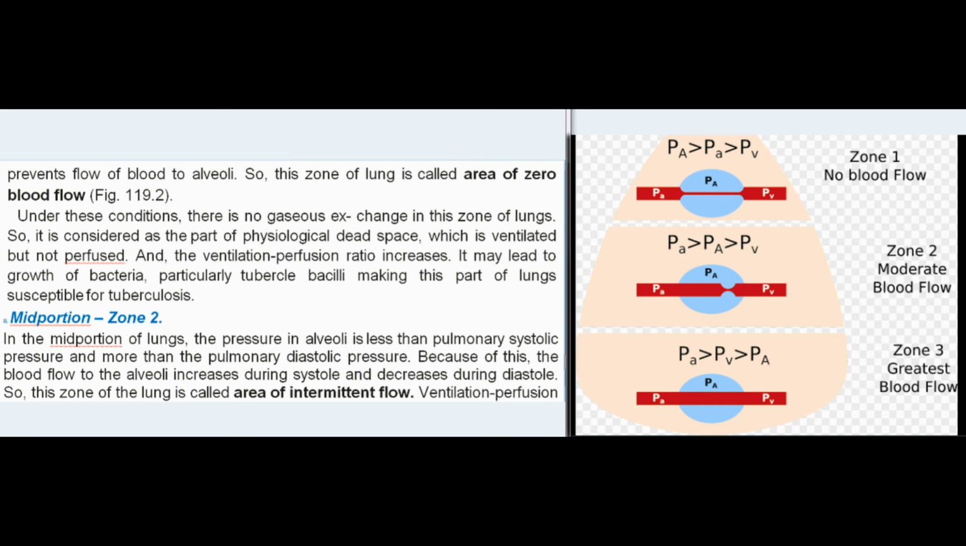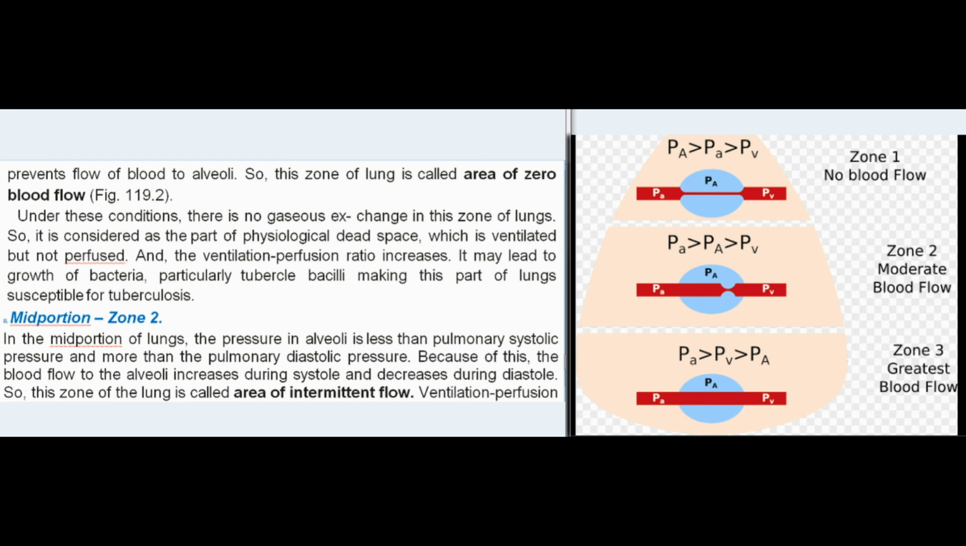119.2. Under these conditions, there is no gaseous exchange in this zone of lungs. So, it is considered as the part of physiological dead space, which is ventilated but not perfused. And, the ventilation-perfusion ratio increases. It may lead to growth of bacteria, particularly tubercle bacilli, making this part of lungs susceptible for tuberculosis.